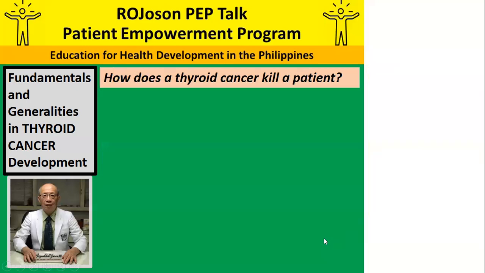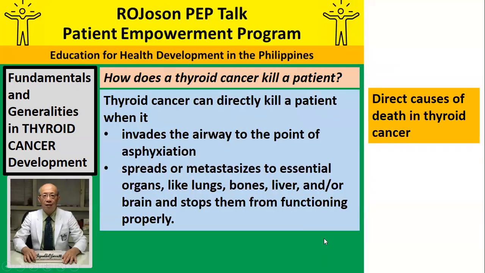How does a thyroid cancer kill a patient? Thyroid cancer can directly kill a patient when it invades the airway to the point of asphyxiation, because the thyroid is located in the neck, and it can spread or metastasize to essential organs like lungs, bones, liver, and brain, and stops them from functioning properly.